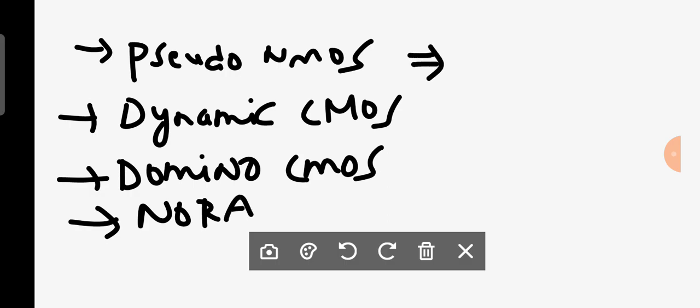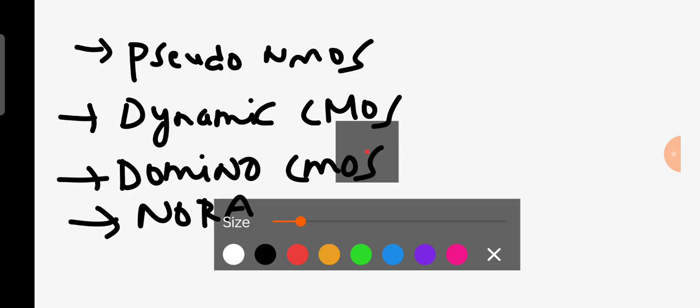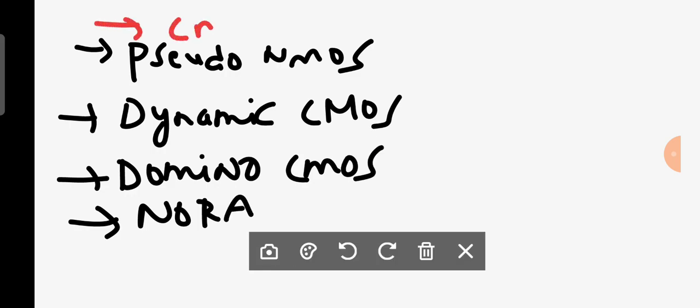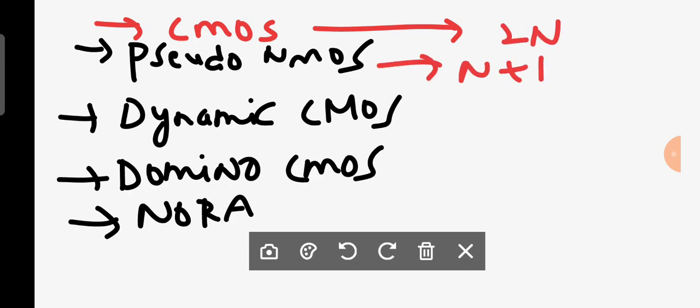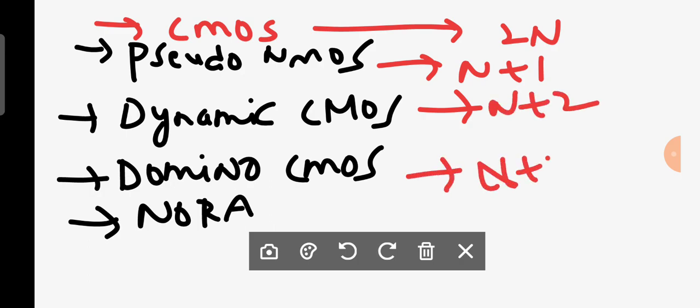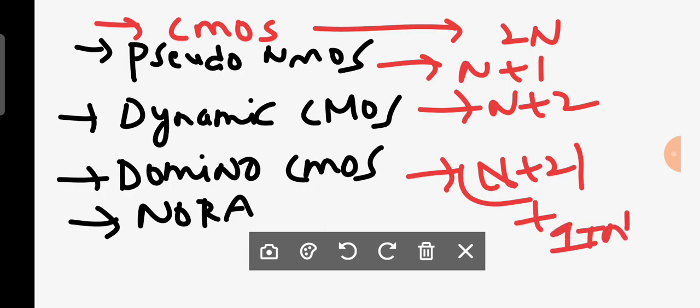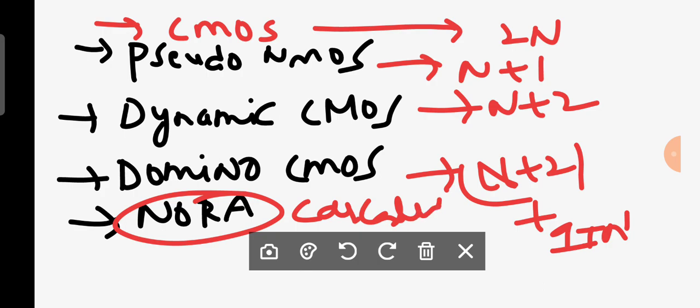Now you know we have to compare all this with whom? Absolutely, CMOS. Now let us consider it is a CMOS. How many transistors does CMOS consist of? 2n. This one n plus 1, this one n plus 2, and it is n plus 2 itself, but don't forget it must have one inverter, and it is a different type of structure for overcoming the cascading problem. I hope that you are clear.